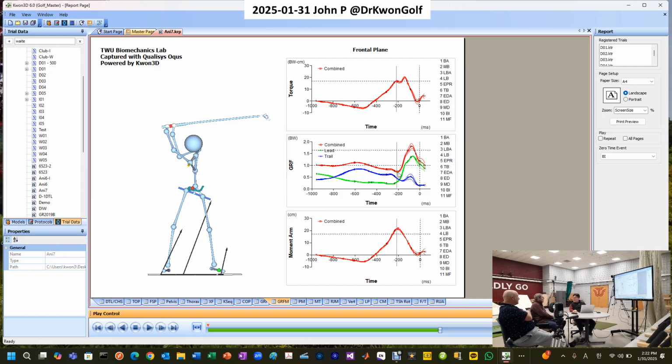So good unweighting here. Because of this unweighting, he can push hard here. In order to push hard, you must have a good unweighting. That means you have to drop your body. You have to let your body drop, and then your left knee is bent so that you can push the ground.